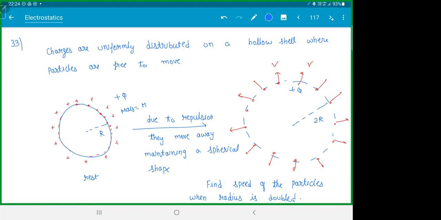Finish it off. Last one for the day. Next class, we will do the relation between field and potential and maybe a little introduction to dipole.